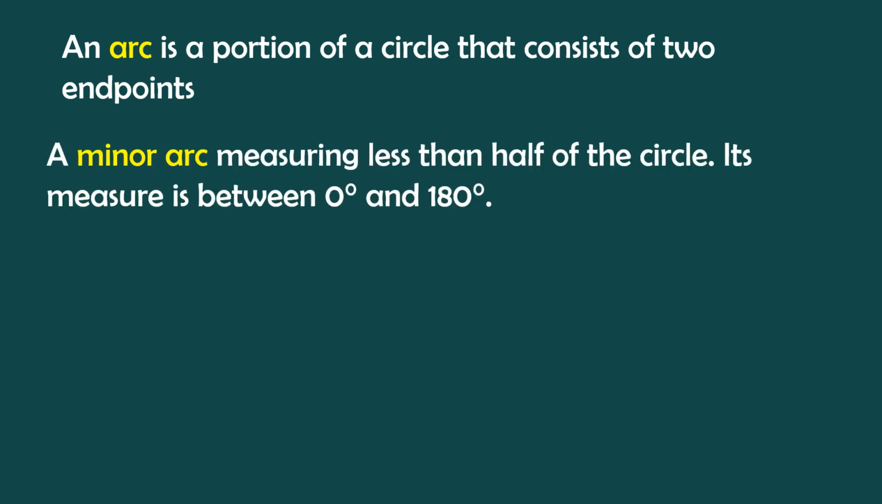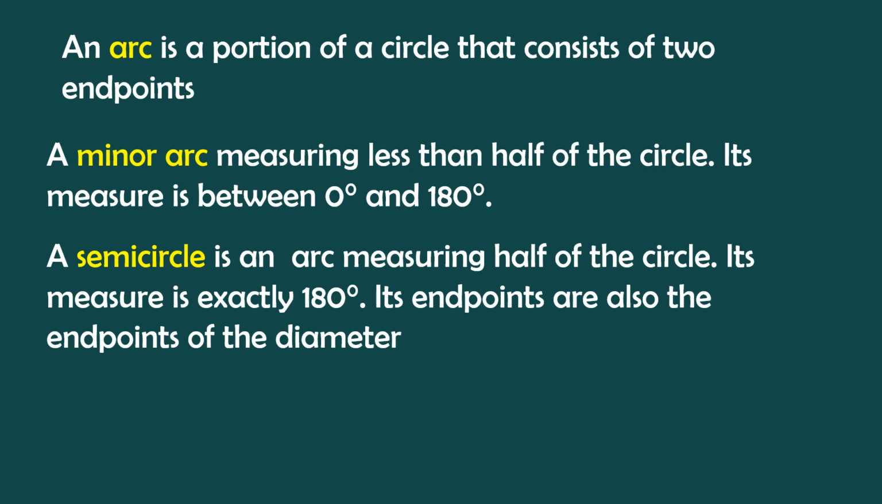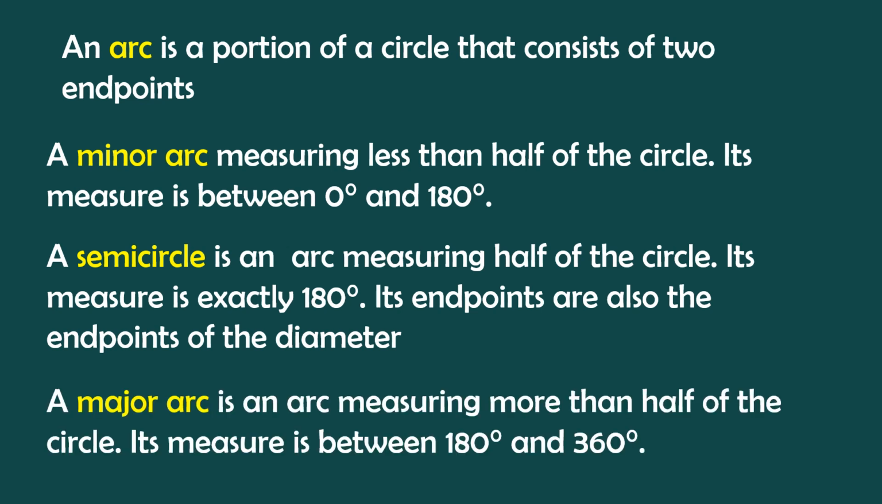A minor arc is an arc measuring less than half of the circle. Its measure is between 0 degrees and 180 degrees. A semicircle is an arc measuring half of the circle. Its measure is exactly 180 degrees. Its endpoints are also the endpoints of a diameter. A major arc is an arc measuring more than half of the circle. Its measure is between 180 degrees and 360 degrees.